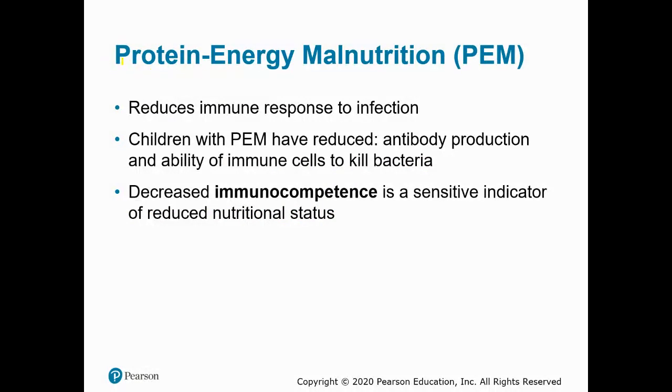So we haven't said this a ton, but many of our immune cells are protein-based cells. So if we don't have enough protein coming into the body, we're going to see a reduced immune response because we don't have proper cells or proper amounts of cells to have a fully functioning immune response. In particular, children who are experiencing a protein energy malnutrition or deficiency, we're going to see specifically reduced antibody production and then reduced ability of those cytotoxic T cells or macrophages to kill bacteria or other foreign invaders. So we'll see decreased immunocompetence, so basically decreased competency of the immune system. And this can be basically a pretty direct indicator of reduced nutrient status in the body.